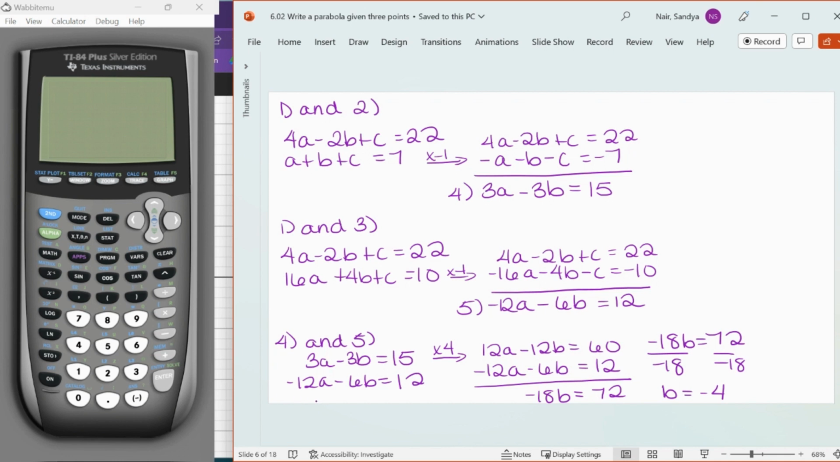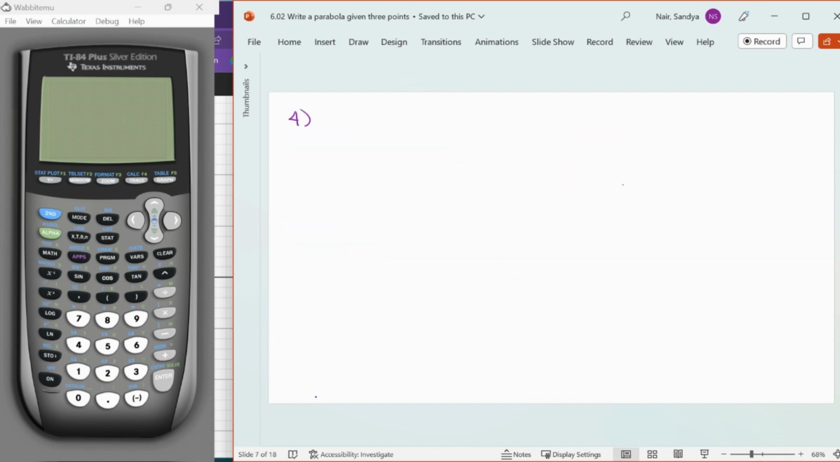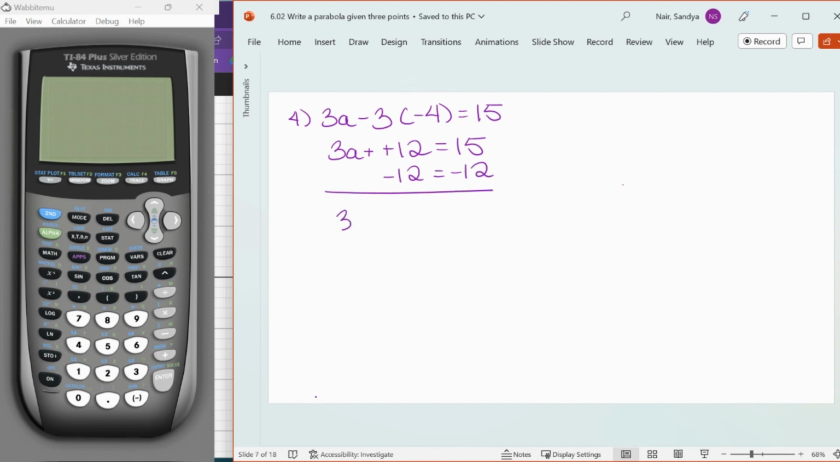So now that we have the value of b, let's use b to figure out the value of the other variables. I'm going to use equation 4 to do this. Equation 4 is 3a minus 3 times b, and I know that b is negative 4, and that's equal to 15. So I have 3a minus 3 times negative 4, which is negative 12. Minus negative becomes plus, so I have 3a plus 12 equals 15. Now to solve for a, I just need to subtract 12 from both sides. When I do that, I get 3a equals 3, and I can divide both sides by 3 to get a equals 1. So now I have a and b, and I need to find c.